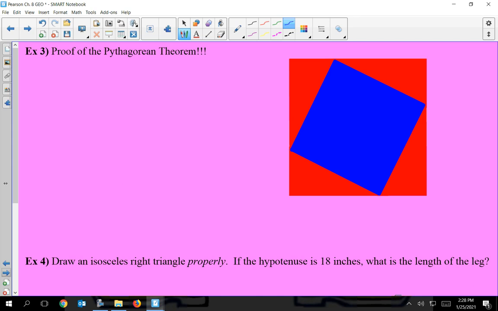Okay, so let me set this up a little bit and have you copy it. If you could kind of draw that, it's a square within a square. Go ahead and draw those two things, and then we're going to label them up a little bit. Okay.